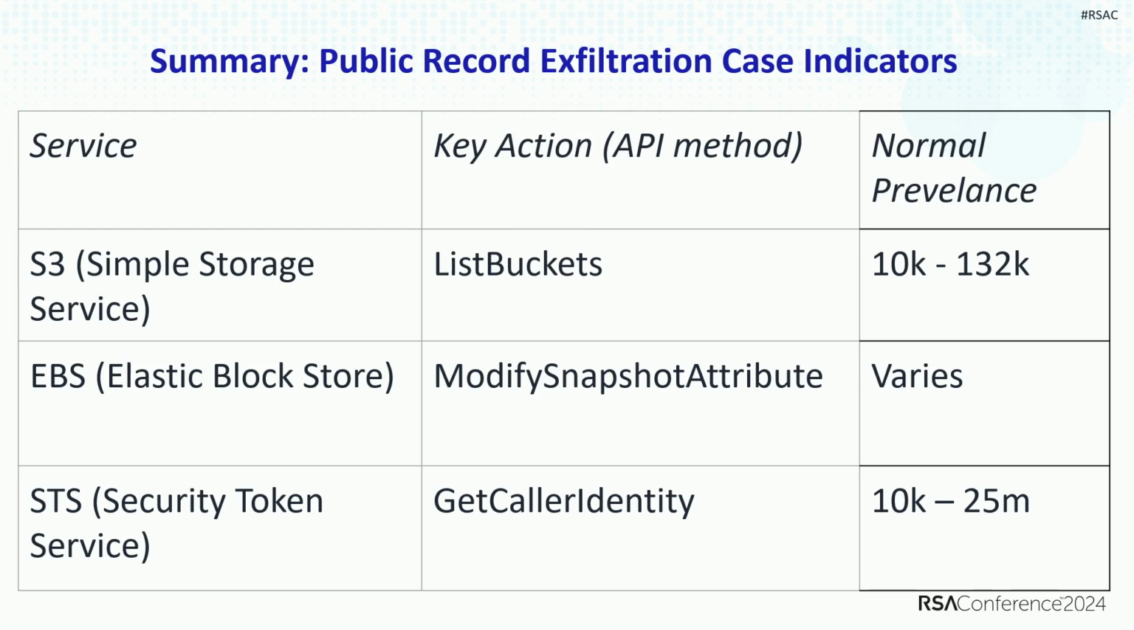And modify snapshot attribute can vary. It can be all over the place. It can be relatively small numbers or it can be very large numbers, depending on how much snapshots are being used. So these numbers are too large for conventional alerting, right? We can't really think about alerting on these events by name because the frequency is just too high.